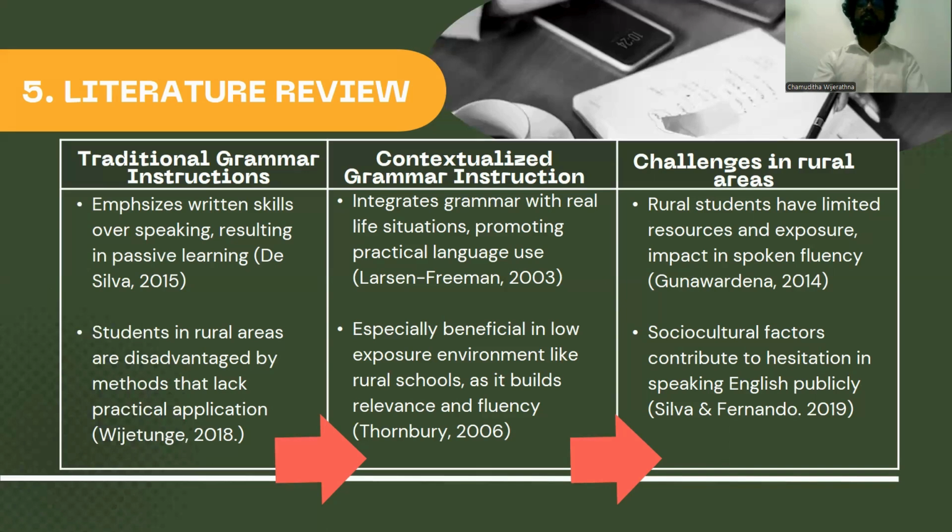So this mismatch between teaching methods and students' needs creates a significant barrier to spoken English proficiency, which is essential in real-life communication, right? So the second one is contextualized grammar instruction. As an alternative to traditional methods, contextualized grammar instruction integrates grammar learning with real-life situations.